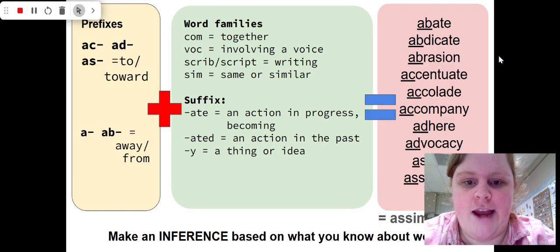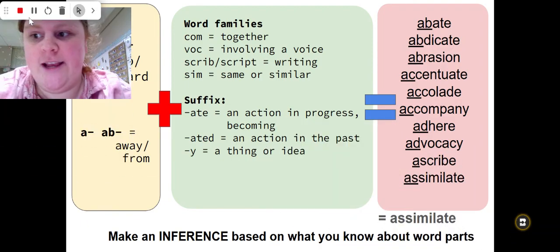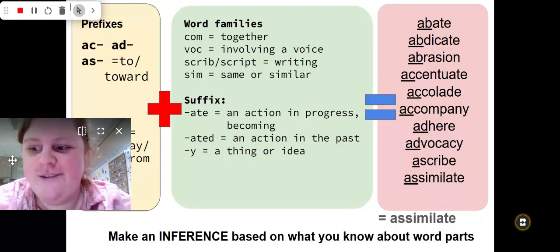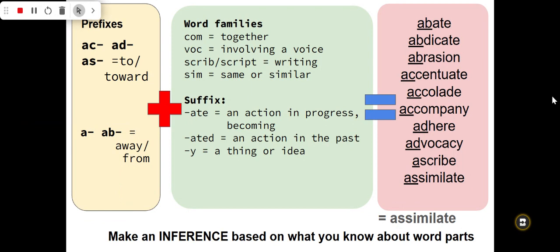So looking at our list here, let's make an inference. Let's practice this. I'm going to try and see if I can get my camera. I might have to close my camera. Let me close my camera so I'm out of the way.